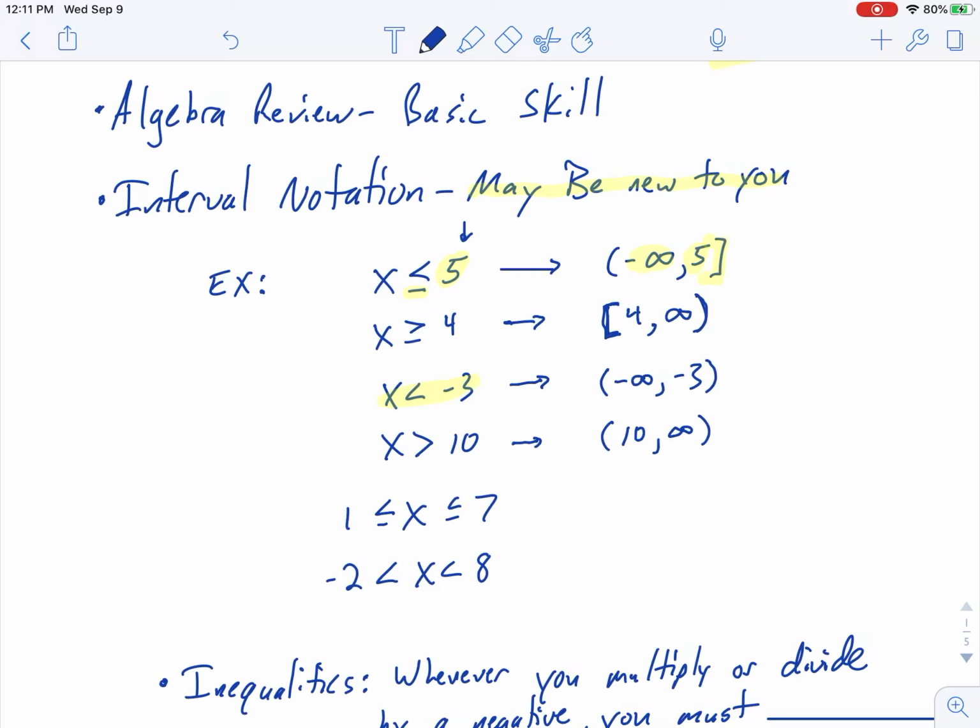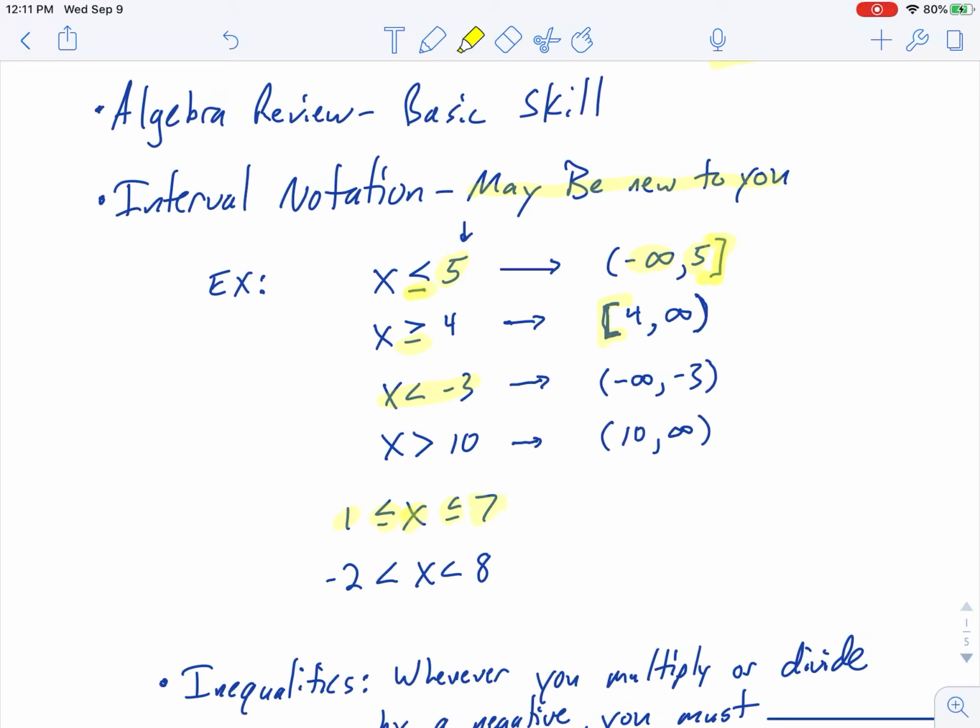So a square bracket is equivalent to having an equal sign. Square bracket, equal sign here, square bracket there. A parenthesis is equivalent to not having an equal sign. An infinity or negative infinity always has a parenthesis because you can't actually equal infinity. It's impossible.